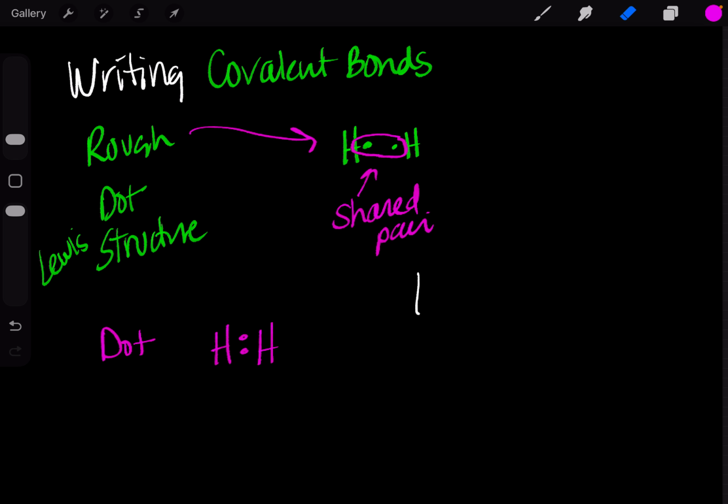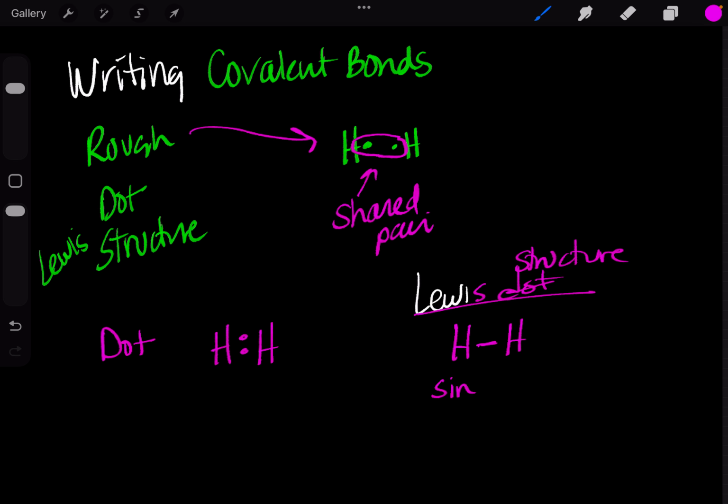When I write my Lewis dot, or my Lewis structure, I'm going to write it like this. And so a single line represents a single bond. Okay, so let's do a couple more.